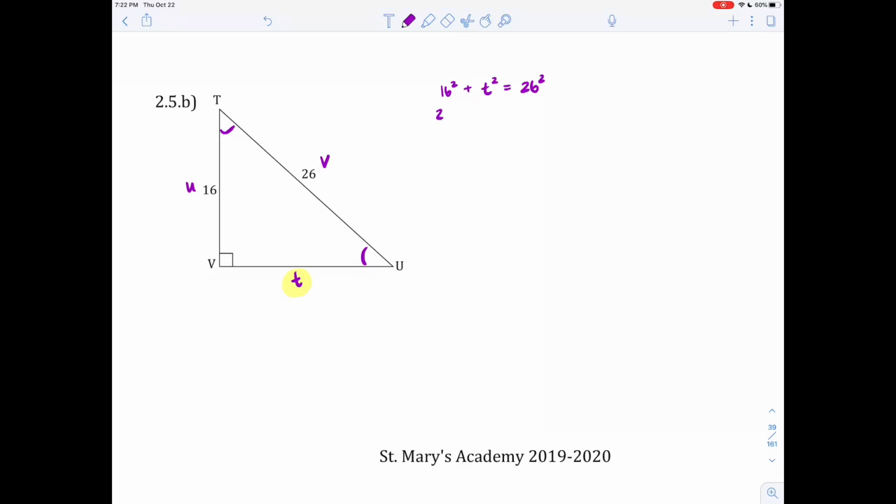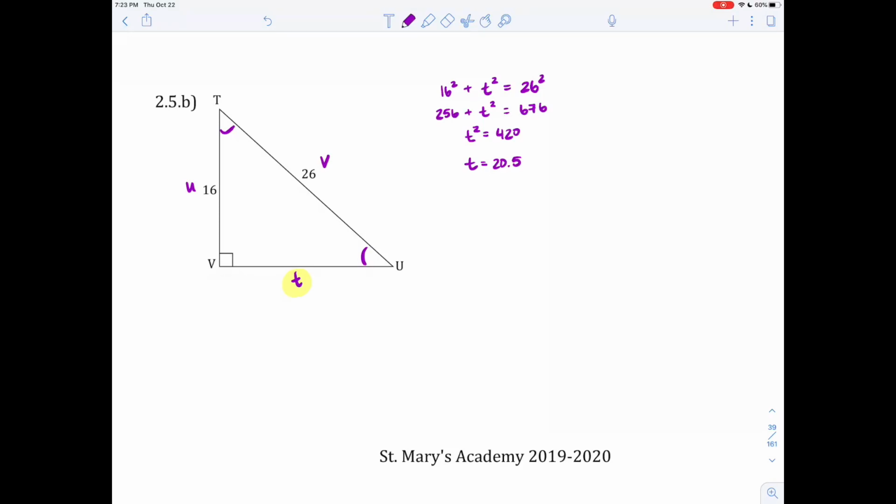16 squared is 256. T squared, I don't know. And 26 squared is 676. We want to subtract 256 from both sides to isolate our T squared. So we end up with 420 being equal to T squared. We square root both sides to get our T alone, and we end up with T equals 20.5.